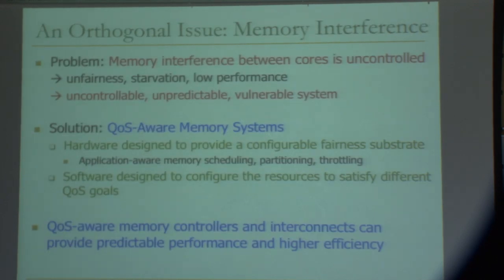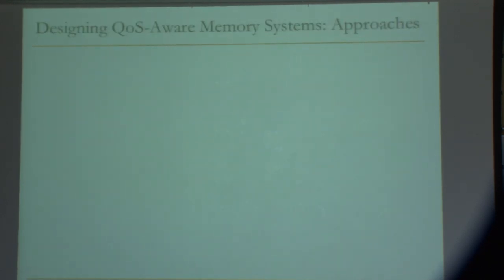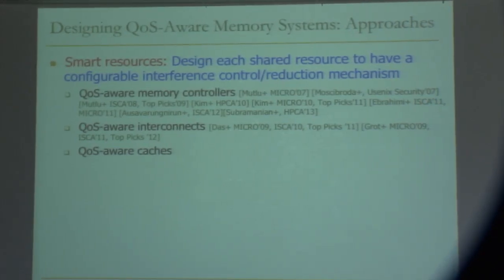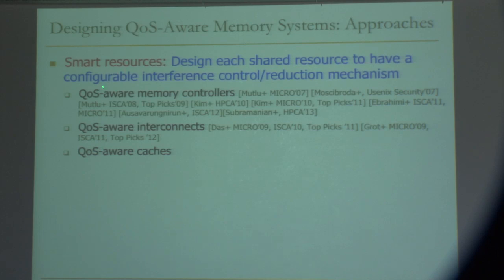So how do you design quality of service over memory systems? I think there are two fundamental approaches. One is you can design these resources. As I told you, your weakest link determines your quality of service. You can design each of those shared resources to have a configurable mechanism through which you can control or reduce interference. We've been looking at memory controllers, and you've been reading papers, and you'll read more papers related to them. These are some of the works that we've done in this area, so I'd encourage you to look at that. And this is not done yet also.